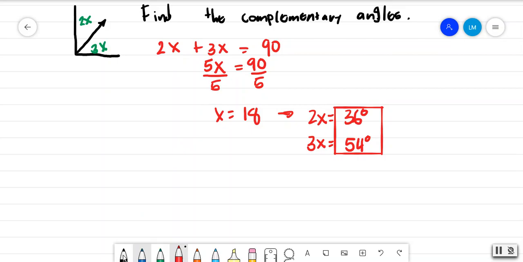Okay, now let's say that we wanted to do another question. We'll go ahead and draw a straight line as best as possible, and we'll have something like this. Now, let's say that this is going to be 7x, and this is going to be 2x. In this case, we want to find the supplementary angles.